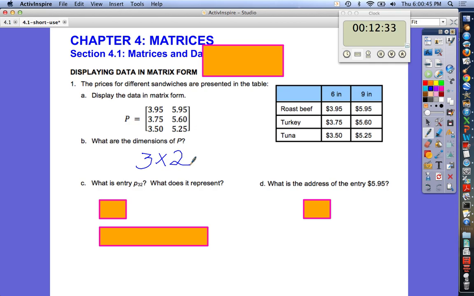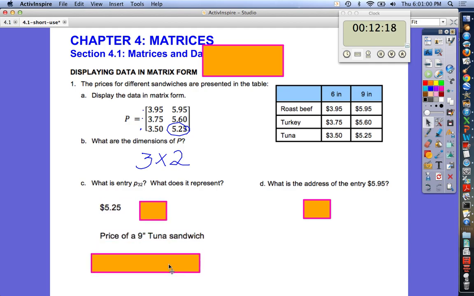And if we want to look at what entry P sub 3,2 is, we can take a look at the 3rd row, 2nd column. And we know that that is 5.25. And what that represents is the price of a 9-inch tuna sandwich. And if we look at the next number that they give us in D, they say, well, what about entry 5.95? What would the address be? And we would use the lowercase p, and we would say, well, that occurs in row 1, column 2, so it would be P sub 1, 2.